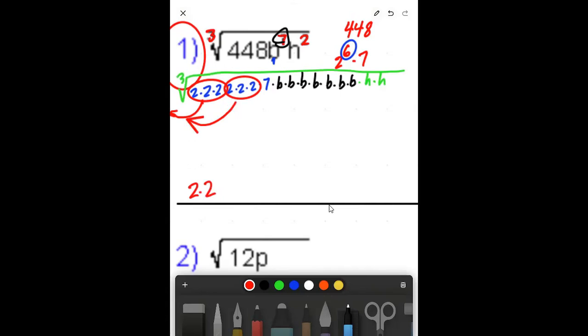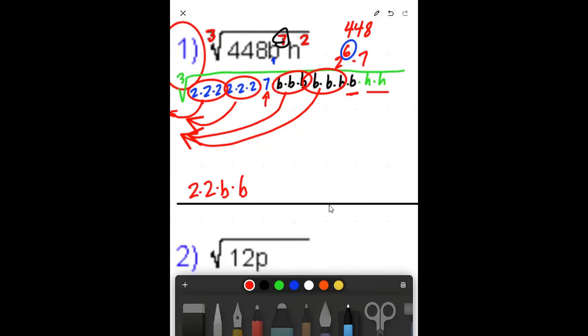Okay. Now I can't do anything with the 7 because there's only one of them, so that's going to remain inside the radical. And then I go over to the b's, and I'm going to do the same thing. Any 3 pair I'm going to pull out. So I pull that outside the radical, and I'm going to multiply by b. Here's another 3 pair. Oops, let me make sure this is clean. There's another 3 pair. I can pull that outside the radical. And then there's nothing left. There's no more 3 pairs. There's a b, there's 2 h's, but there's no more 3 pairs. So those have to remain inside the radical.